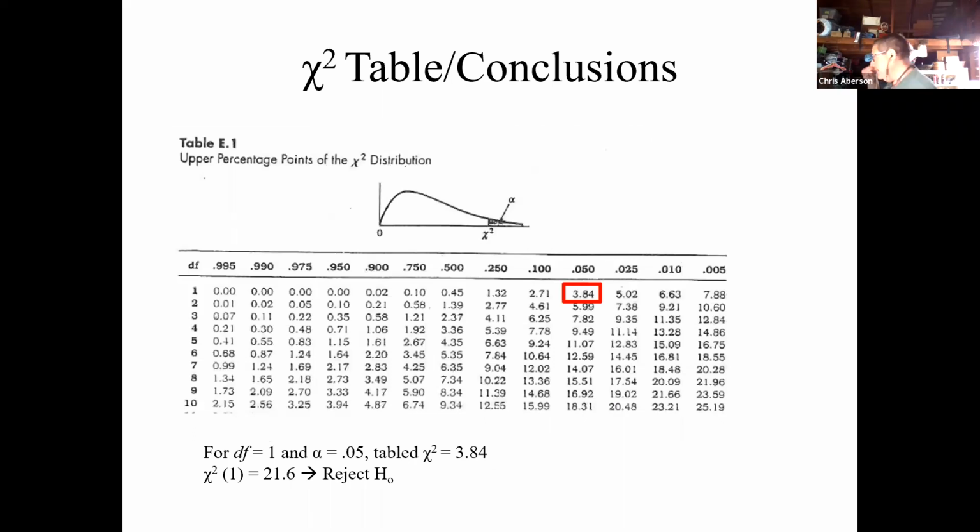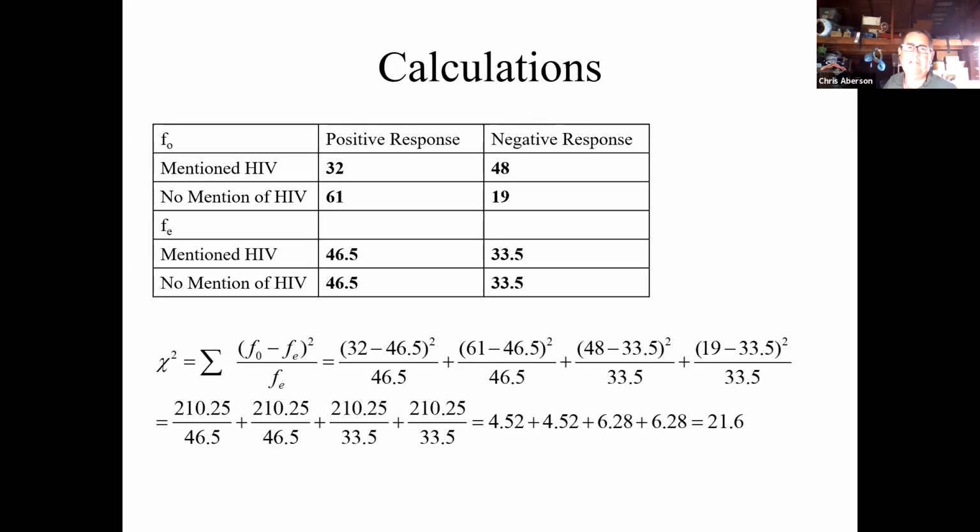What does that mean in plain English? Well, if we look at our distribution, we can say clearly mentioning HIV status certainly did affect whether people were told the rentals were available or not. The majority of the people who mentioned HIV status got told no.